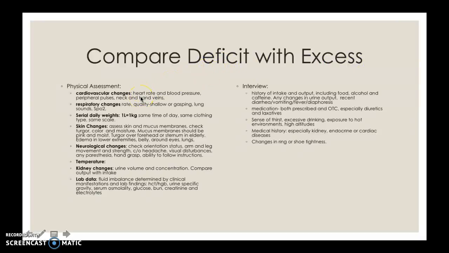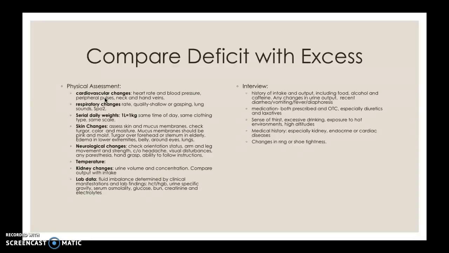So you'll see those words used interchangeably. Now, what changes would you expect for a deficit in the cardiovascular system? Heart rate, you would expect to go up. Blood pressure, you would expect to go down. Peripheral pulses are going to be weak and easily occluded. Neck and hand veins would be flat.